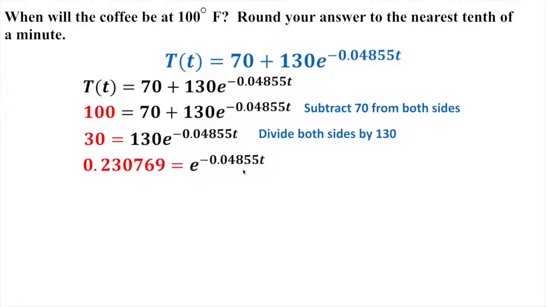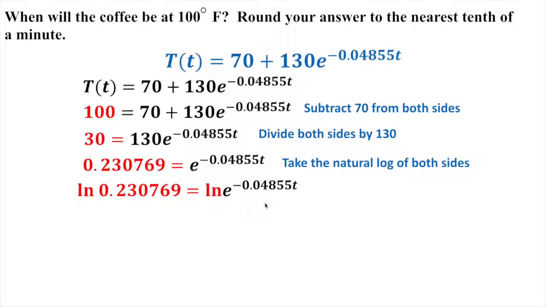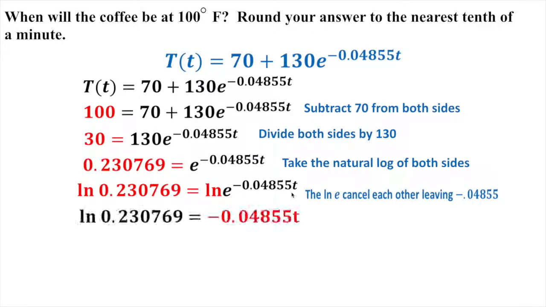Now that I've got that, I've got to get all this out from the exponent here so I can solve it for t. In order to do that, I have to take the logarithm of both sides, and the natural log will help to cancel that e out. So I take the natural log of both sides. Now this ln and this e will cancel each other, leaving me with just this, whatever this is. In this case, it's negative 0.04855 t. All right, now that we have that, we need to solve it for t, but I can't do that because I've got this ln here.